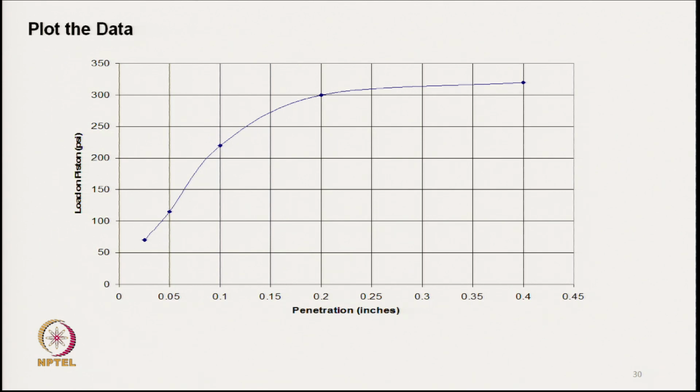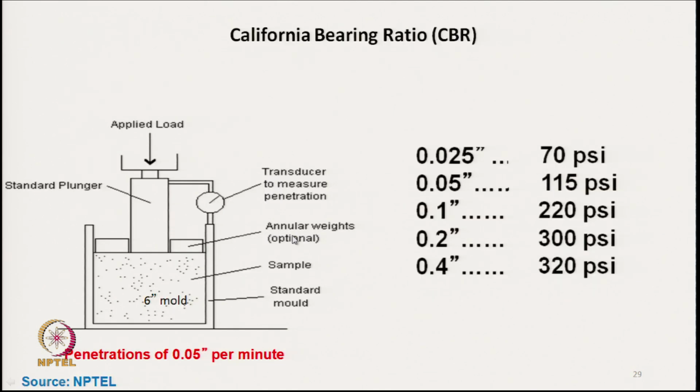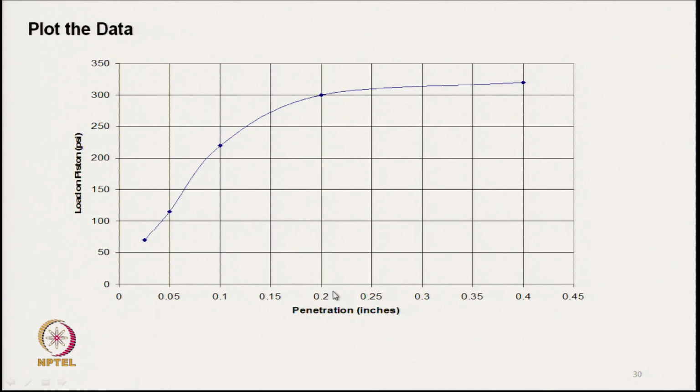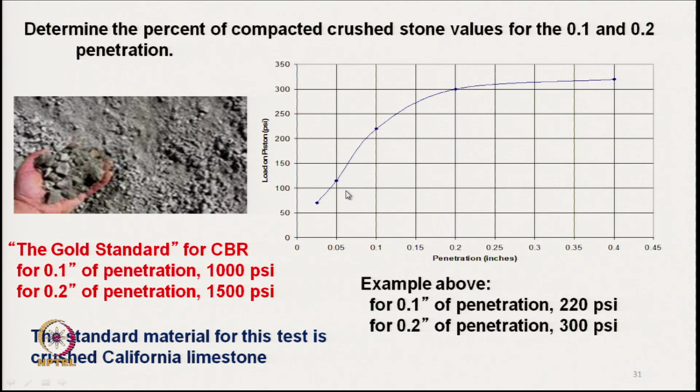So, let us take 0.1 inch, it is 220 psi, and for 0.2 inch it is 300 psi. The standard, the gold standard, CBR is at 0.1 inch. This is the standard material for the test, crushed California limestone. This is the standard value: for 0.1 inch penetration we need 1000 psi, and for 0.2 inch penetration we need 1500 psi.